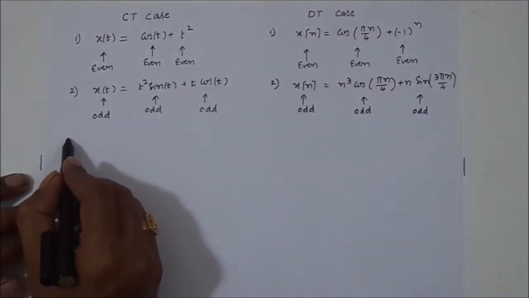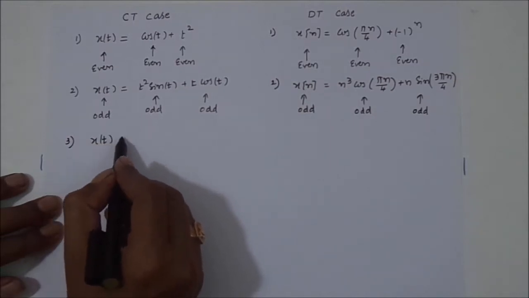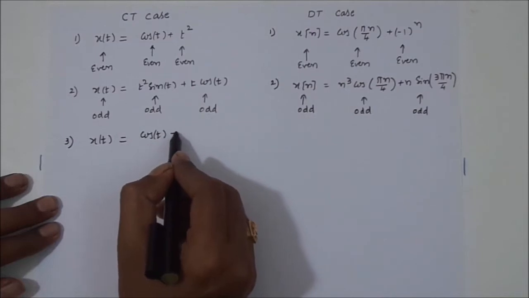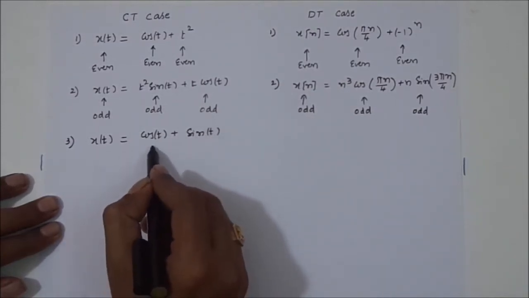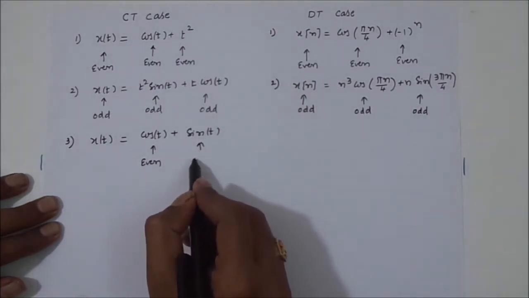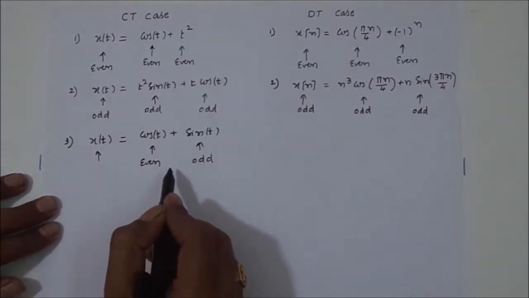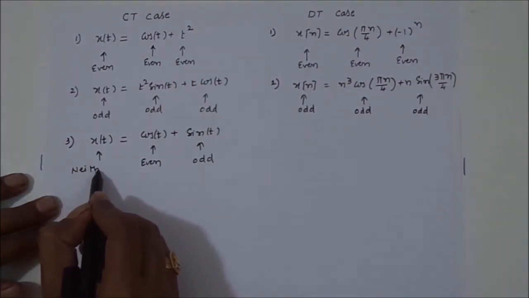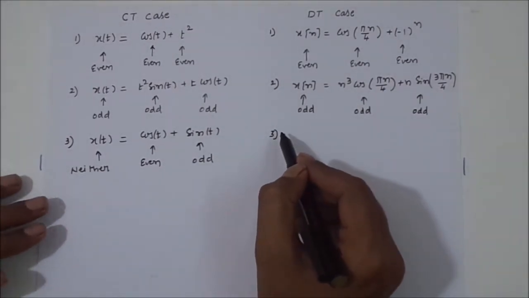Okay, next, one more example. If you take x of t to be equal to cos t plus sin t, this signal is even, this signal is odd, so if you add an even signal to an odd signal, the resulting signal is neither even nor odd. Similarly, for the discrete time case, we'll take one more.